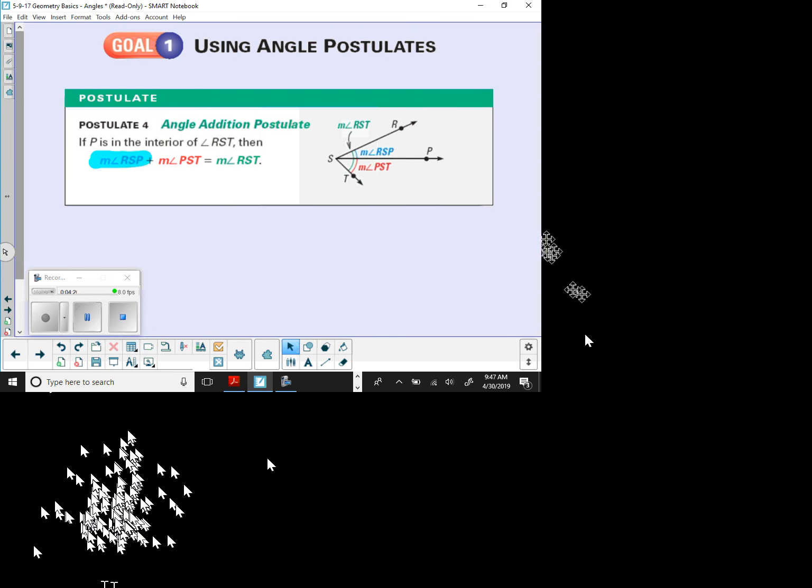Okay, using angle postulates. This is postulate 4, angle addition postulate. If P is in the interior of RST, so RST would be the big angle, then the measure of angle RSP plus the measure of angle PST equals the whole thing, which is RST. So those two angles added together is RST.